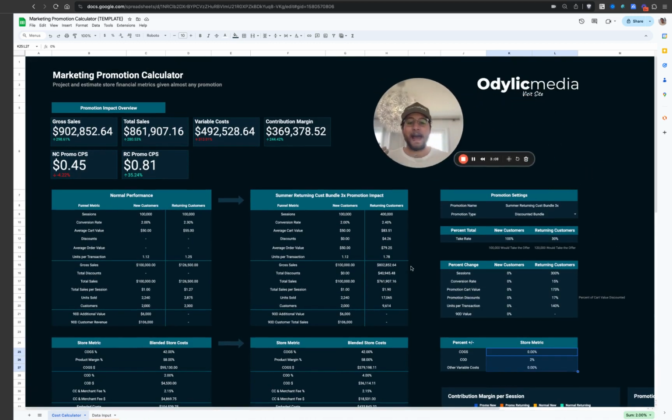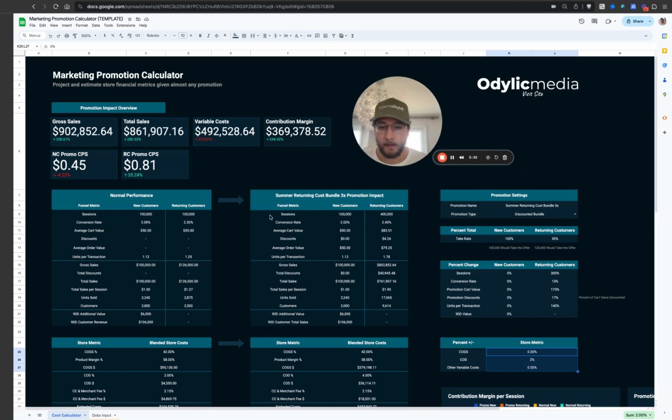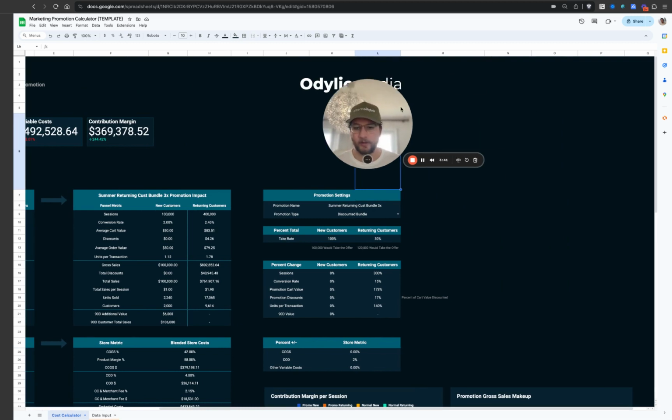Now, a lot of power in a tool like this that actually gives you a little bit of a forecast or expectation for the future is not even in the precision of the numbers, but in forcing you to logically think about the decision that you're making and really critically go through how it affects each metric of your store. So let's get into this. Now, I'll go through two promotion examples here. We'll start off with this returning customer bundle to start. So we're just calling it summer returning customer bundle 3 times because we have a 3-piece product bundle in this promotion. Okay. Now, pretty straightforward here.